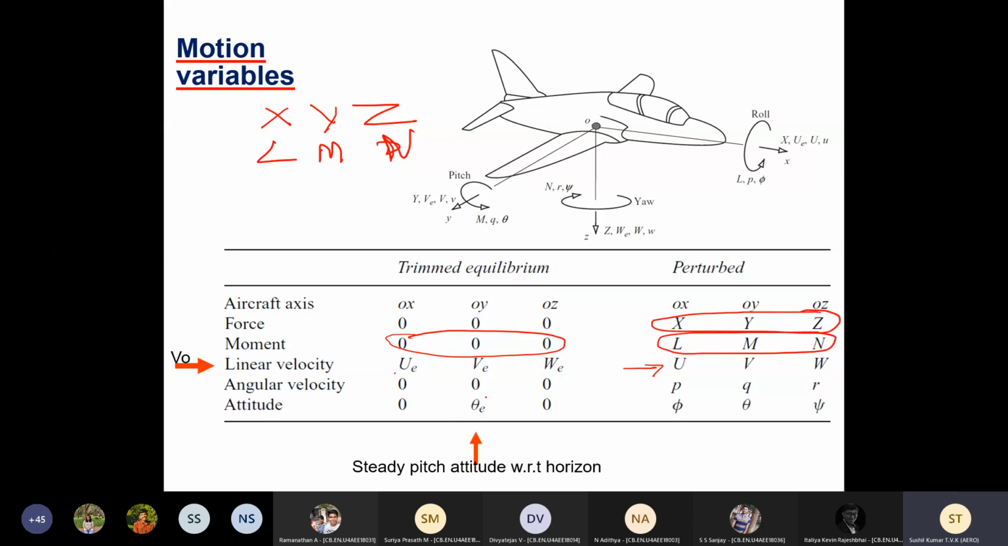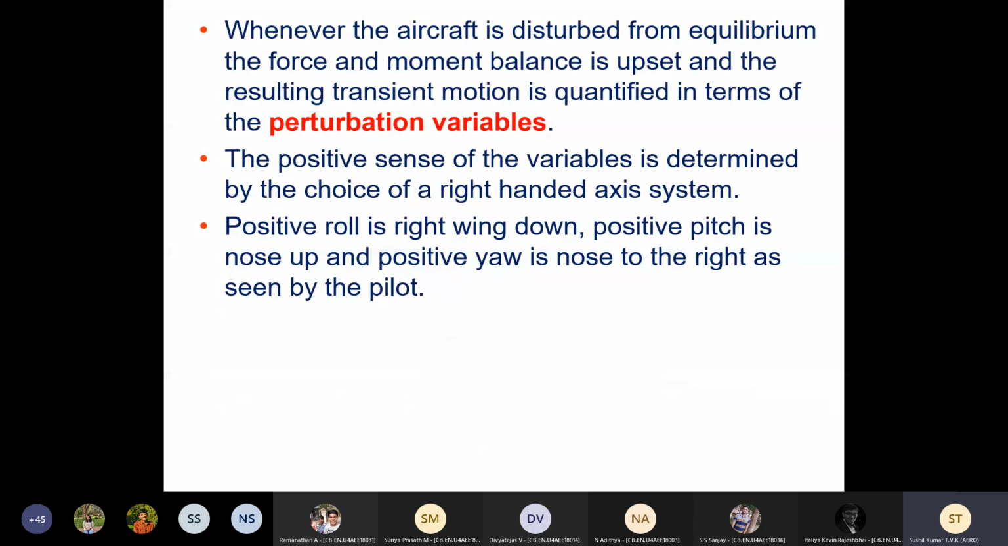And pitch attitude need not be zero. It can be theta e with respect to the horizon. So this is what the perturbation variables are. You're just upsetting the equilibrium and seeing what the transient response is. We are using this right-handed axis system. So positive roll is right wing down, positive pitch is nose up, and positive yaw is nose to the right, as seen by the pilot.